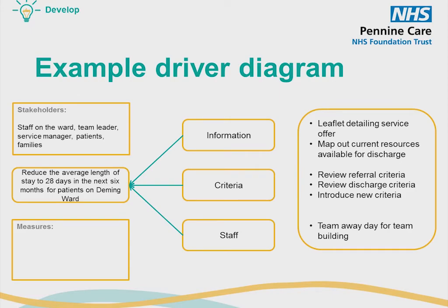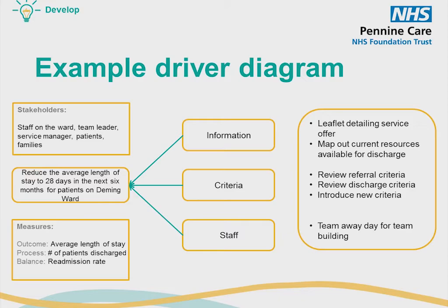Going back to our example, we can now add our measures. The outcome measure would be the average length of stay, in days, so that we can see it's been reduced and that we've met our aim. One of our process measures could be the number of patients discharged under our new criteria. And the balancing measure could be the readmission rate. This would ensure that we are not discharging too early, causing an increase in readmissions.